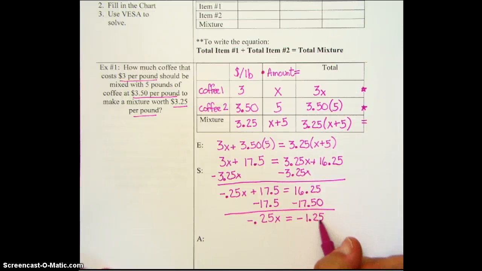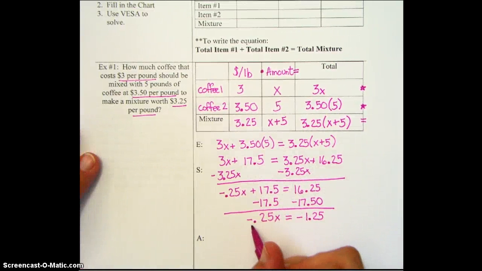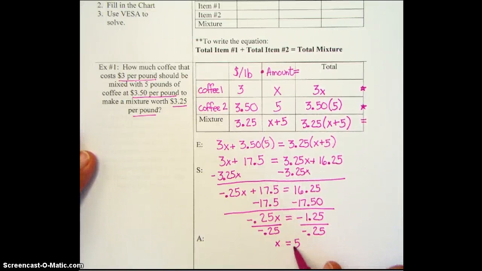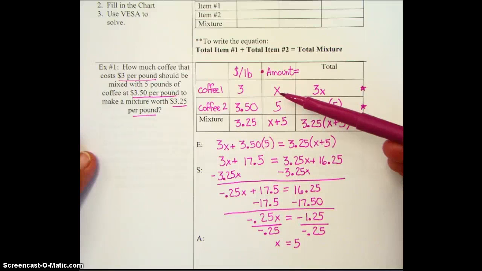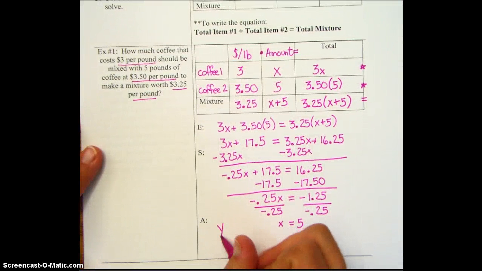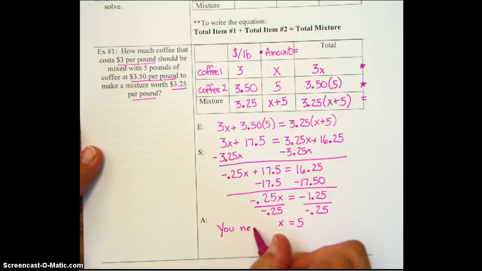What happens when you divide a negative by a negative? It becomes a positive. x ends up equaling 5. If you look back at your chart, 5 is the amount of pounds you need for coffee 1. So that means that you need 5 pounds of $3 coffee.